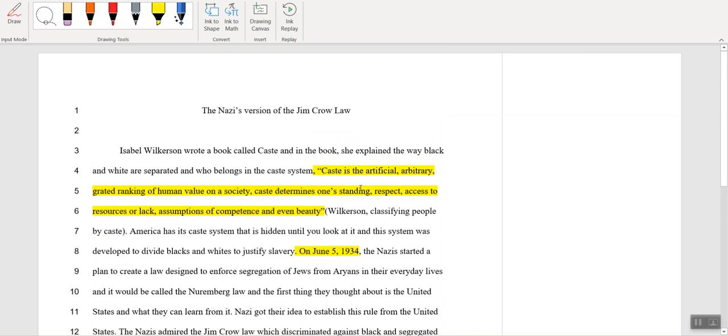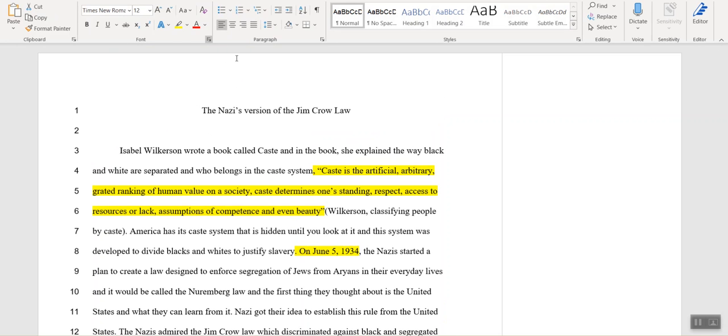Okay. So we go back to the introduction and we start back up at the beginning. The Nazis' version of the Jim Crow law. So one aspect is just here, because for titles, all the nouns or verbs, and the adjectives and adverbs need to be capitalized. And then I'm just going to put this in very quickly. I'll consider this the same issue, that's Jim Crow laws.